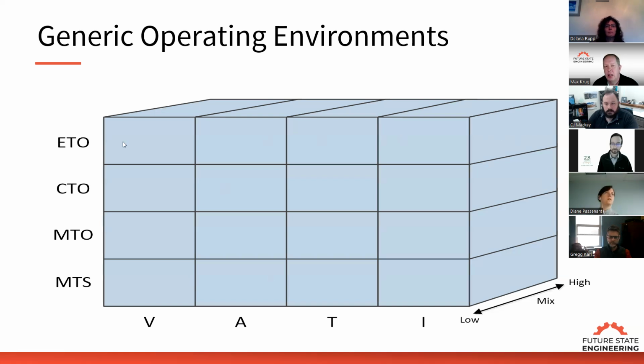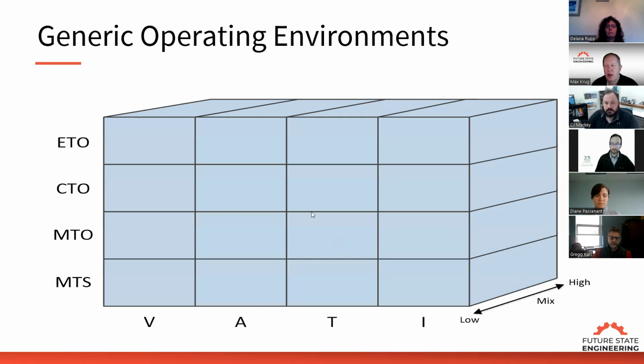Then the other dimension I added is a third dimension of mix. Some companies are very low mix and some are very high mix. The higher the mix, the more variability there is in the process. I can make some really small stuff to really big stuff, and that's variability in the product mix.